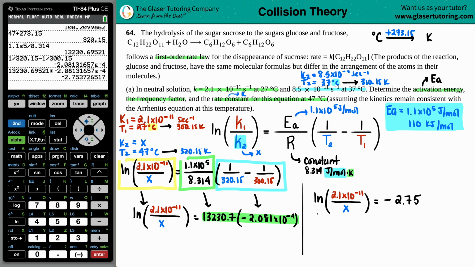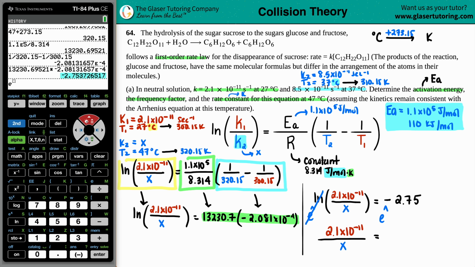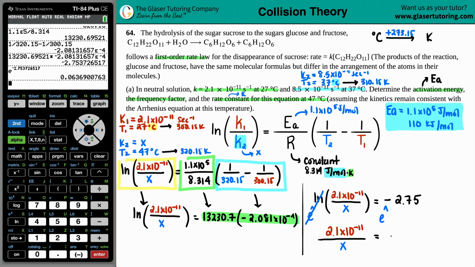What's the inverse of natural log? Yeah, it's e to the. But if you do that on one side, you got to do it to the other side. e and natural log are inverses, so now you're just down to 2.1 times 10 to the negative 11th over that x value. And that's going to equal, let's see, second ln, that's the e value, and I'm just going to take the whole number here. So I get 0.06, I'm just going to write a couple of numbers down, 37.